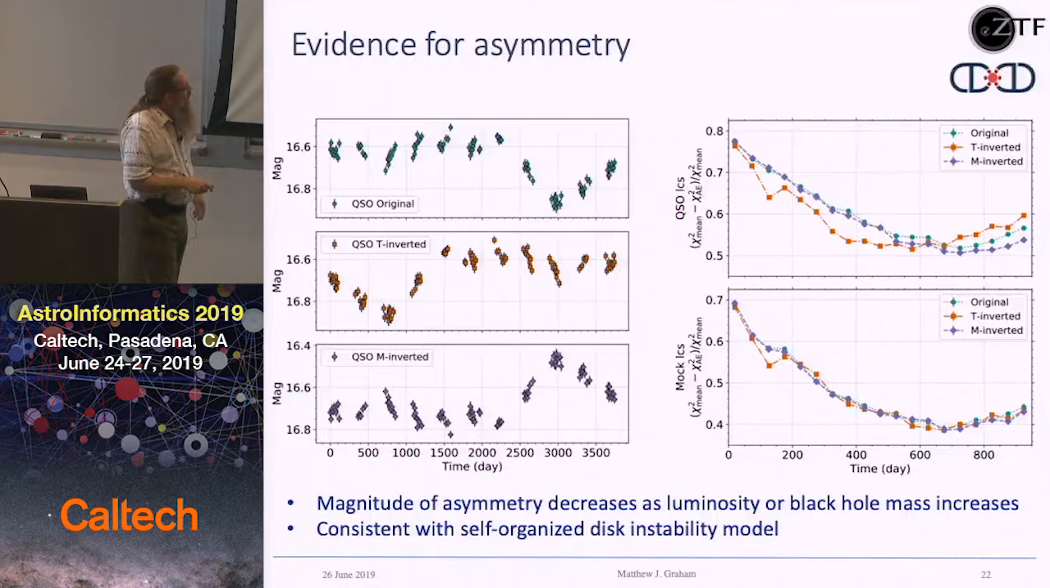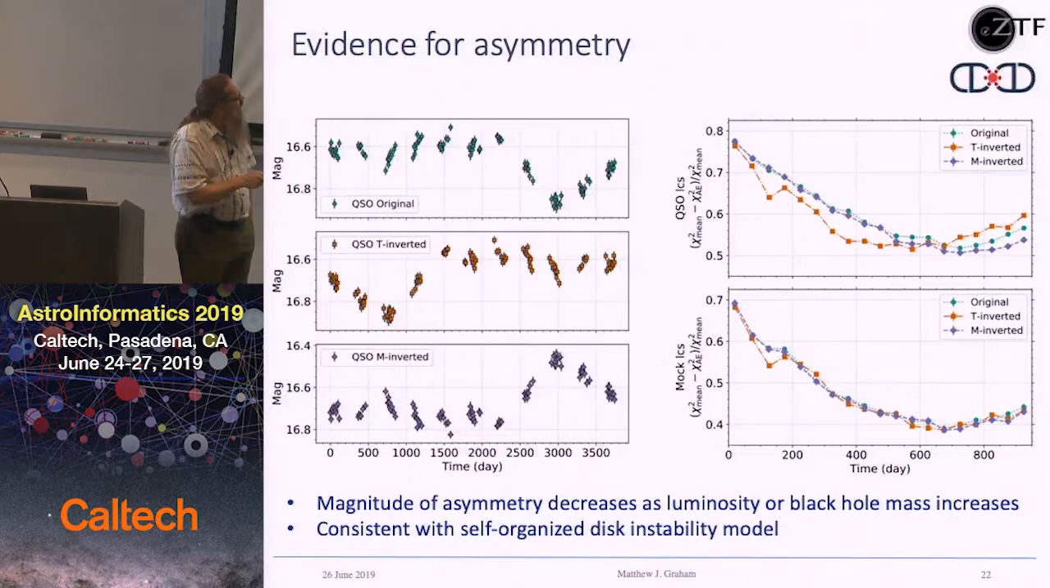Here's the quasar real data light curve. So there's the original. This is the accuracy, an accuracy measure for prediction. And what we find is that there seems to be some effect with the time inverted light curve: it gives a different result, whether it's forward or backwards, than the simulated.